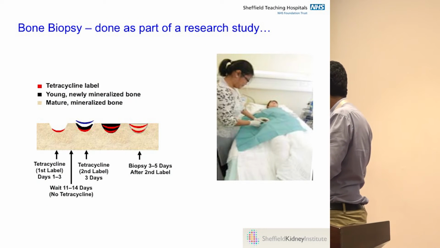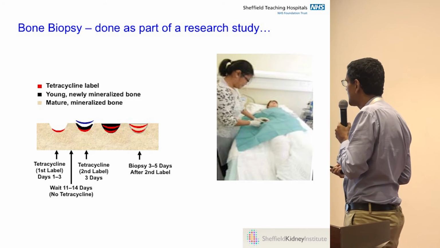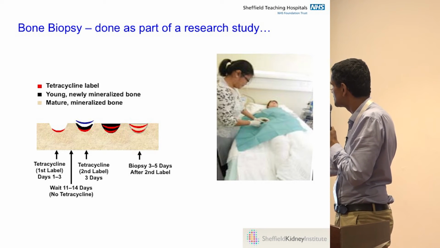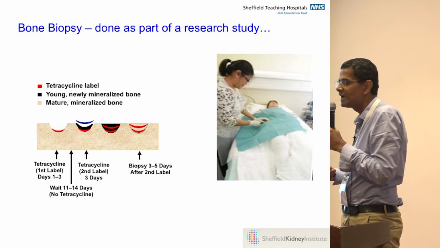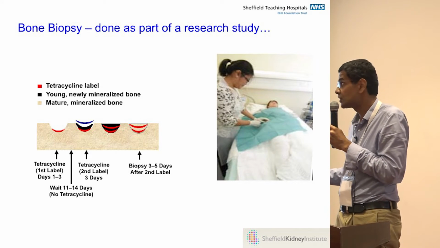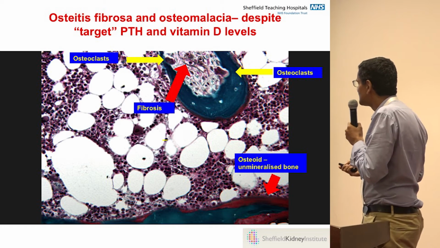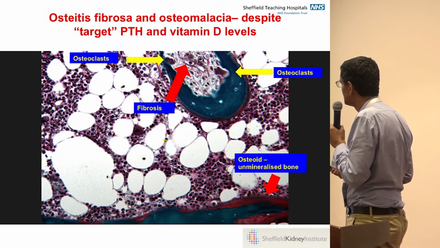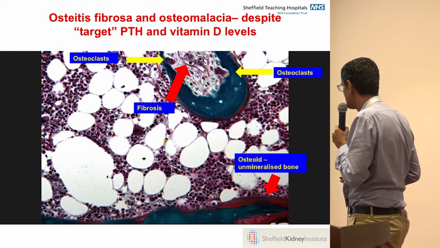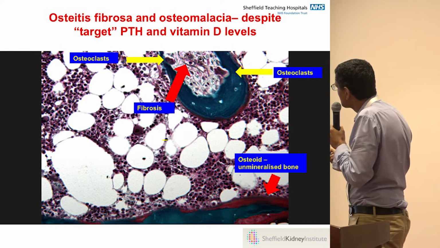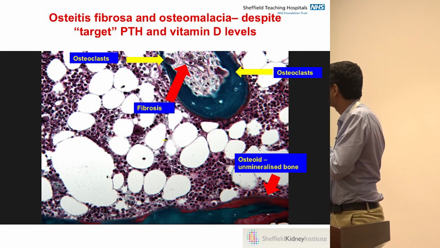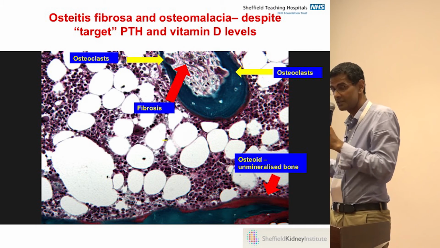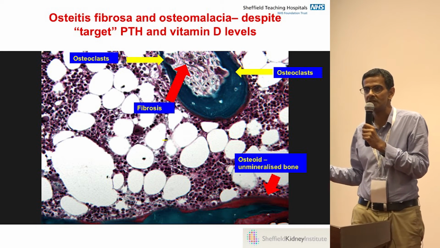Now, what she did, which wasn't part of her clinical care, at the time we were doing a bone biopsy study, and she very kindly agreed to take part, where we gave her tetracycline labels, and that allowed us to assess her bone turnover rate. I'm not an expert in bone histomorphometry, but what you can see, this line here is an area of fibrosis, and here she's got some unmineralized bone, or unmineralized osteoid. So in her bone biopsy she had both osteitis fibrosa, that's really high turnover bone disease, and osteomalacia, despite the fact that her PTH and vitamin D are in the normal range.